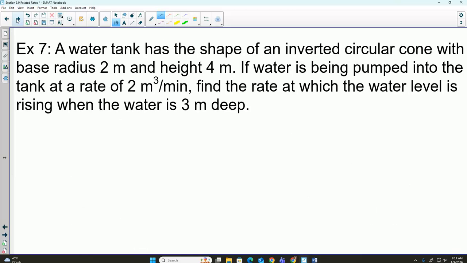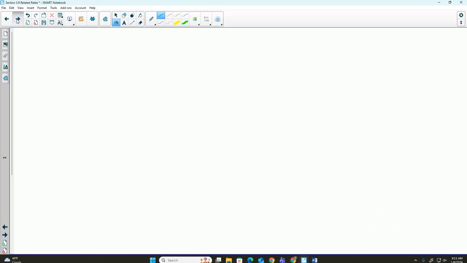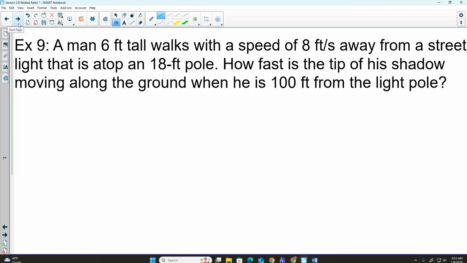Let's do another one. Actually, I think I'm going to save this one for Monday. Let's go to example 9. I'm going to jump around a little bit. So we have a man, 6 feet tall, walks with a speed of 8 feet per second away from a streetlight that is atop an 18-foot pole.